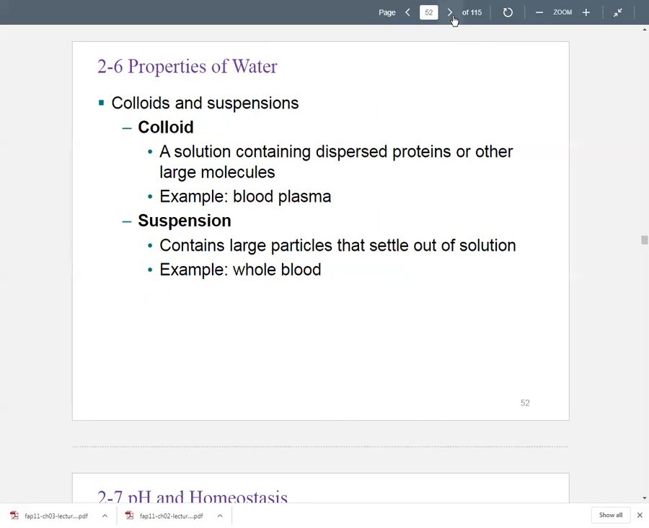Colloids and suspensions. Colloids are solutions that contain dispersed proteins and other large molecules. Blood plasma is a colloid, so that's a biological application. Suspensions have large particles that settle out of solution, and that's your whole blood. So whole blood is a suspension, blood plasma is a colloid. Colloids disperse. In suspensions, particles can settle out.